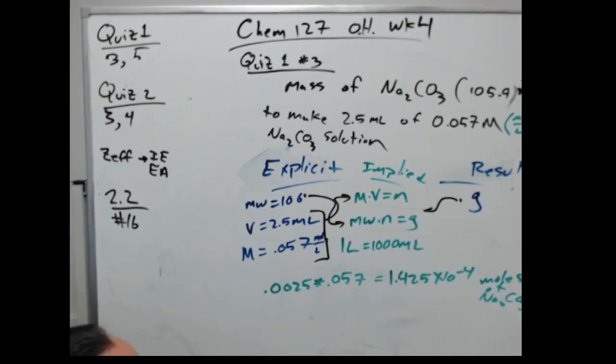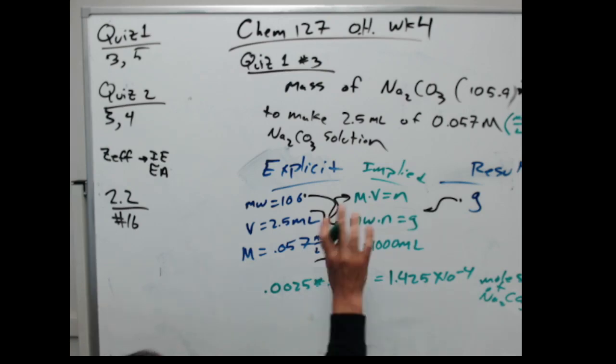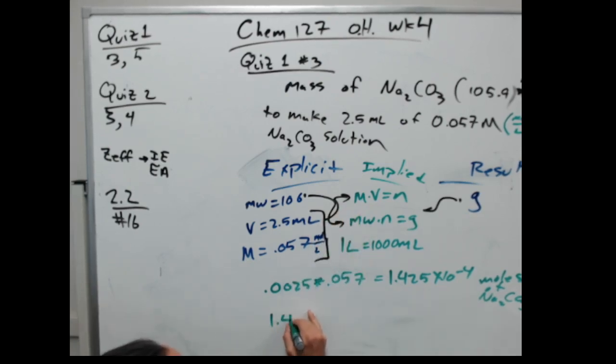Right, so I know how many moles of sodium carbonate I have in my solution that I'm going to be making. And I have to figure out how many grams of sodium carbonate I need to get that number of moles. Given that it's a small number, I'm expecting something on the milligram scale because it's on the 10 to the minus 4. But let's go ahead and figure that out.